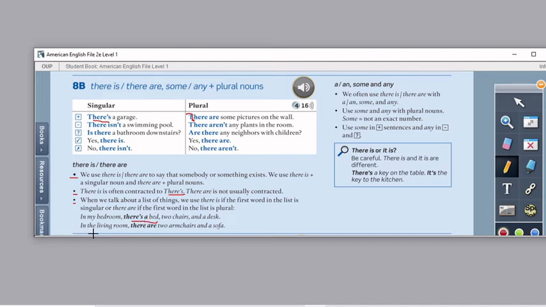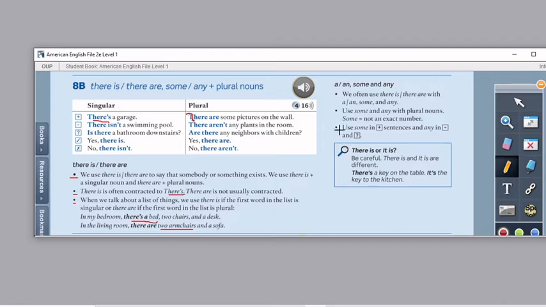Compare. In the living room, there are 2 armchairs and a sofa. Since you start the list with armchairs in plural, you use there are. But you can also say, in the living room, there is a sofa and 2 armchairs. It all depends on what's the first noun in the list.